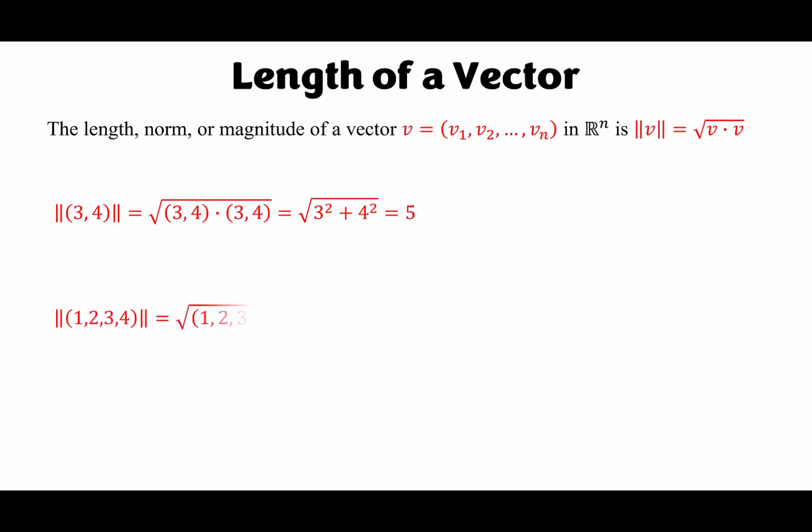All right, another example, the length of a 4-dimensional vector. Dot that vector with itself and take the square root. It would be 1 squared plus 2 squared plus 3 squared plus 4 squared, which is 30. Then we take the square root, and so the square root of 30 is the length of that 4-dimensional vector.